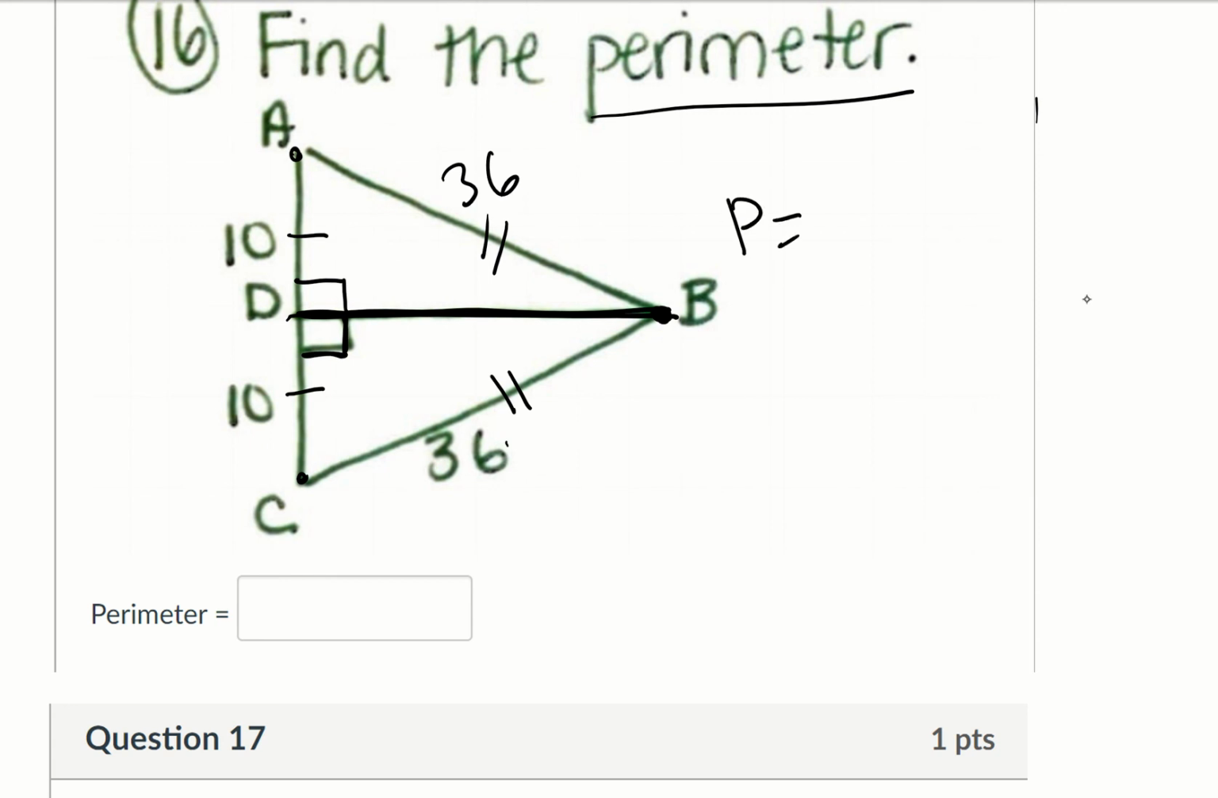And we can figure out the perimeter now. 10 plus 10 plus 36 plus 36. Add up all the sides here. And we get a total of 92.